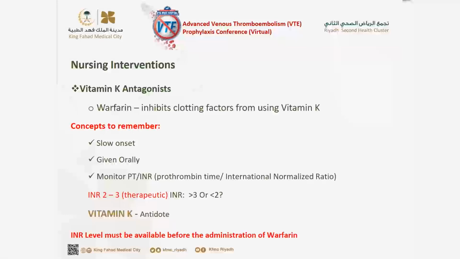You also need to know that if it is greater than 3, then it means that the patient is more at risk of bleeding. And if it is less than 2, this patient is not within the therapeutic range and obviously can form more blood clots. Here, the antidote is vitamin K. The INR level must be available before the administration of the warfarin. So this is something as nurses we need to know. We need to make sure that the physician is aware of what the INR level is. Here we use the international administration time, and that is 5 p.m.